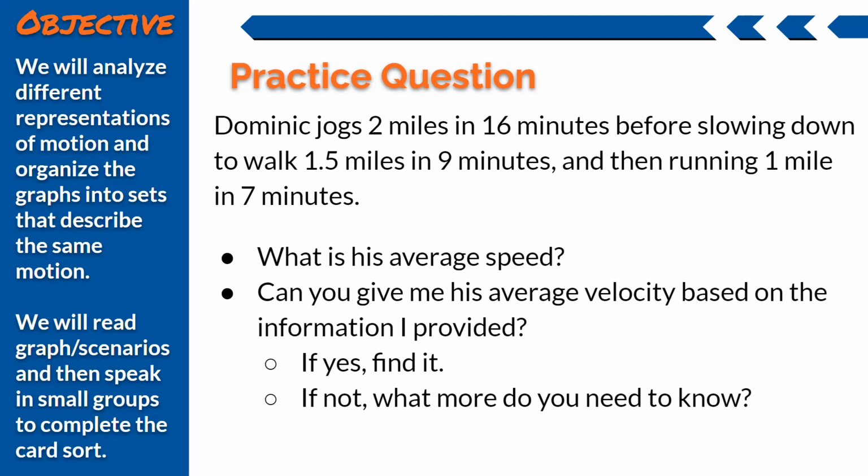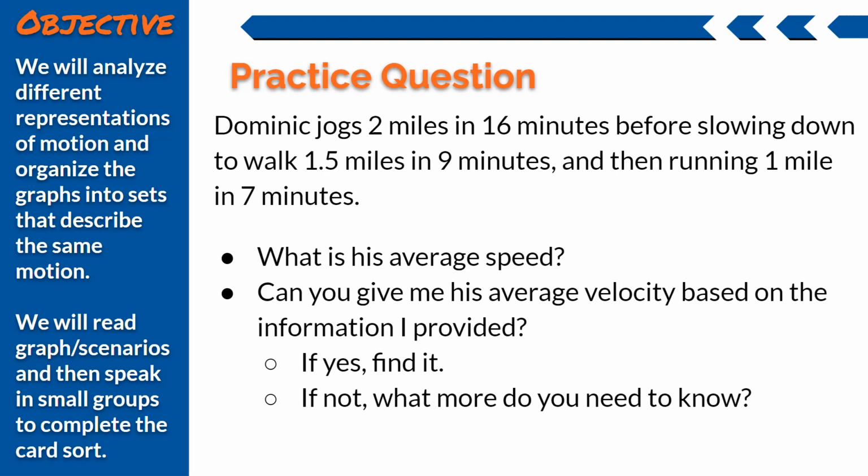Okay, so the question says, Dominic jogs 2 miles in 16 minutes before slowing down to walk 1.5 miles in 9 minutes and then running 1 mile in 7 minutes. What is his average speed? Let's start with that one. There's a second question, but let's start with what is his average speed?